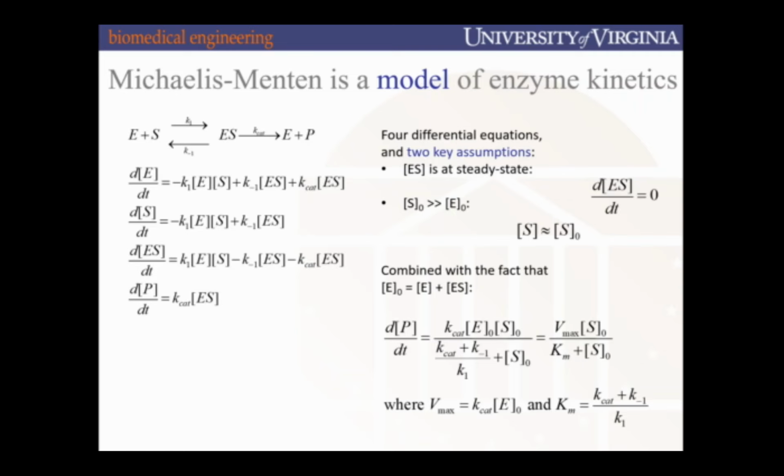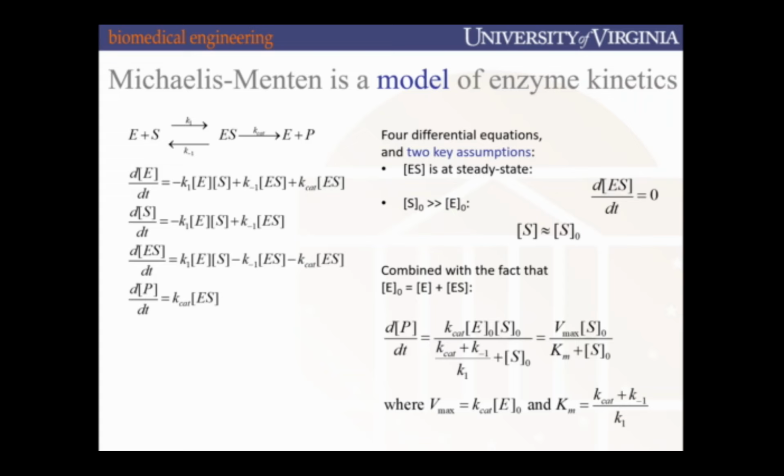The second key assumption we make is that the initial concentration of substrate at time 0 is much, much larger than the initial concentration of enzyme, so that as the reaction proceeds, the concentration of substrate doesn't change significantly. We can then combine these assumptions with the fact that concentration of free enzyme E plus the concentration of enzyme substrate complex ES has to be equal to the initial concentration of enzyme. And this gives us the equation you see underneath, where the formation of product per unit time, dP/dt, is equal to Kcat times the initial concentrations of enzyme and substrate, divided by Kcat plus K-1 divided by K1, plus the initial concentration of substrate.